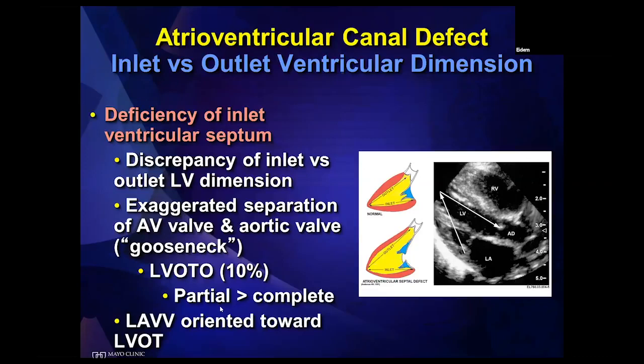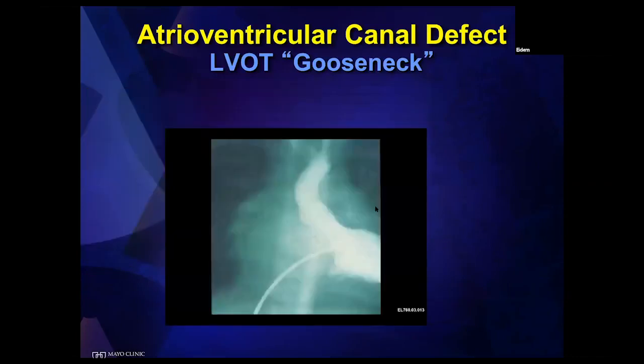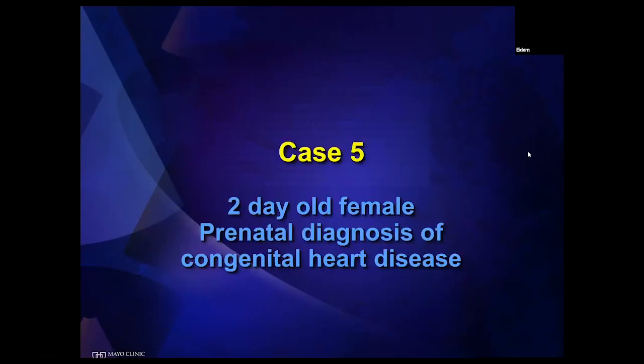Those with partial canals have LVOT obstruction much more commonly than those with a complete canal defect. And in these AV canal defects, the left AV valve is not really oriented towards the apex, it's more oriented towards the ventricular septum. So this is what I mean when we talk about a gooseneck of the LVOT. Here's an echo showing a nice gooseneck in the subcostal view going out the LVOT to the aorta. Here it is by angiography, and here it is outside our window here in Minnesota in the summer. So always remember, a gooseneck occurs with the left ventricular outflow tract in patients with AV canal.